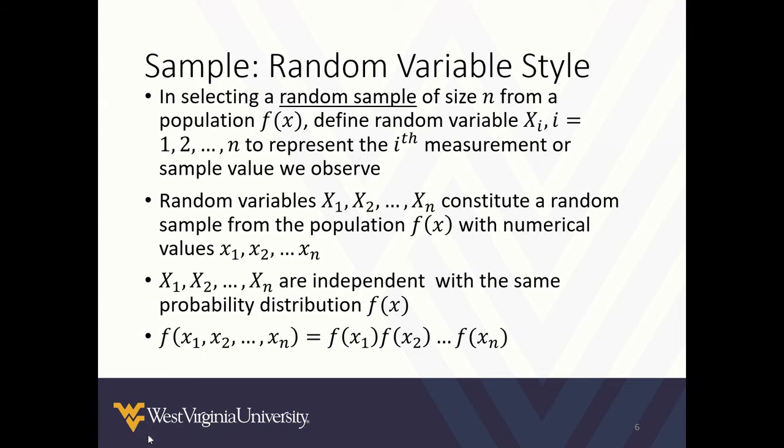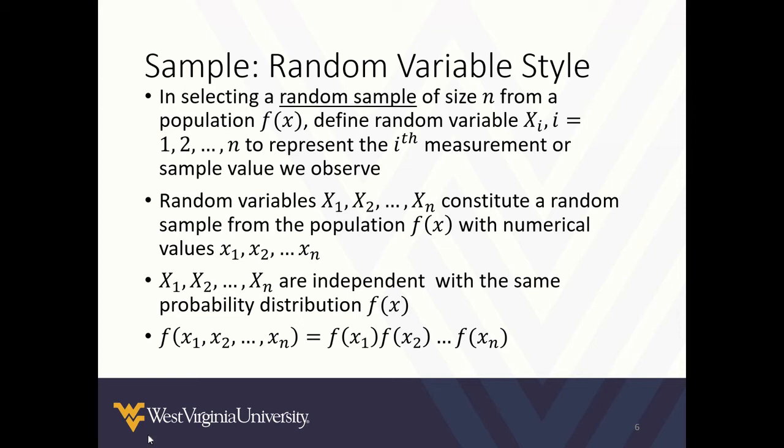So let's think about a sample in that same scope of things. In selecting a random sample of size n from a population f(x), we're going to define the random variable Xi, where i equals 1 to n, to represent the ith measurement or sample value we observe. Random variables X1, X2, all the way to Xn constitute a random sample from the population f(x), with numerical values x1, x2, all the way to xn. Notice how it is denoted differently: when we are talking about the random variable, it's capital X, and when we're talking about the numerical values, it's lowercase x.